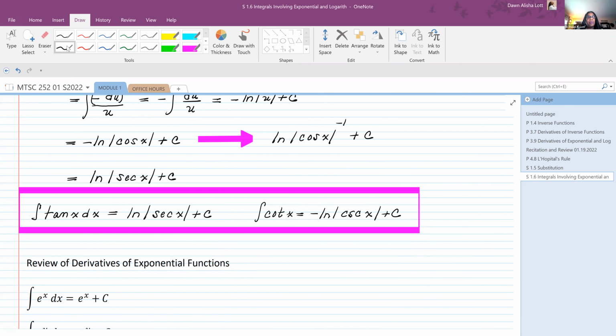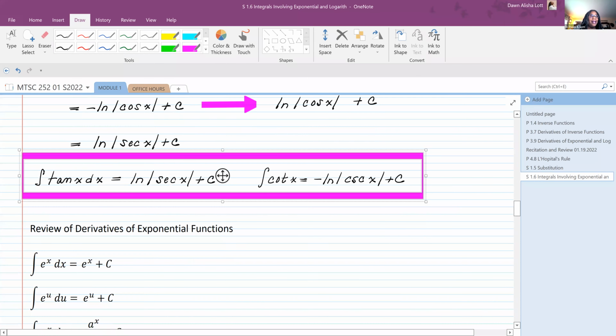So now we can use that. The integral of tangent is the log of the absolute value of secant of x plus c. And remember, the co- functions are always negative, so the integral of cotangent is minus the log of the absolute value of cosecant plus c. So those are two more 3x5 cards.